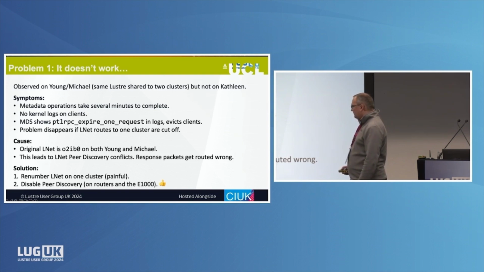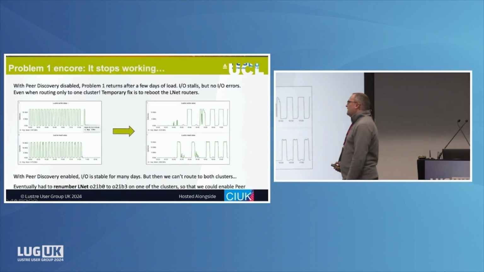A proper solution to this is, of course, to renumber the LNet on one of the clusters, but that's a bit painful, so we wanted to avoid that. The other option suggested by the vendor was to disable peer discovery, both on the routers and the E1000 system. So we did that, and it seemed to be working all right in the beginning. But it didn't really work reliably for a long time.